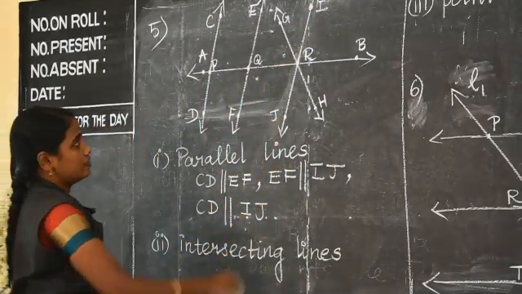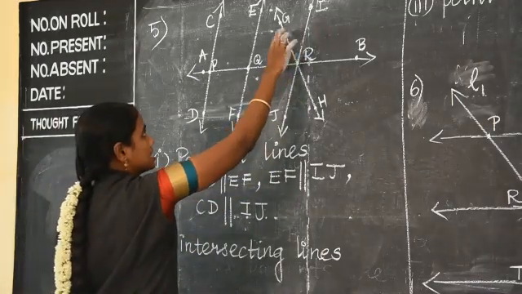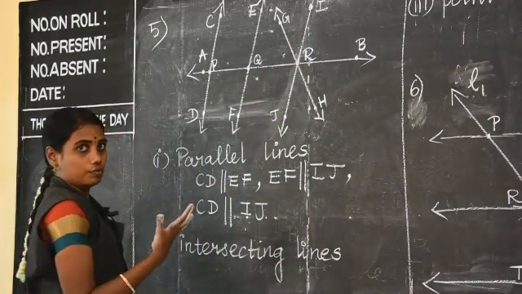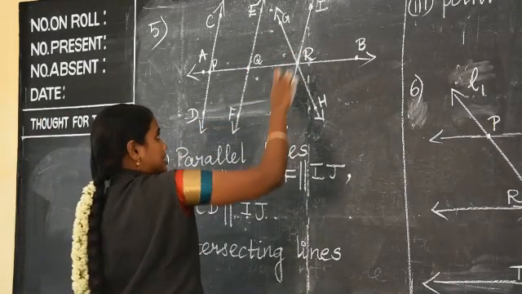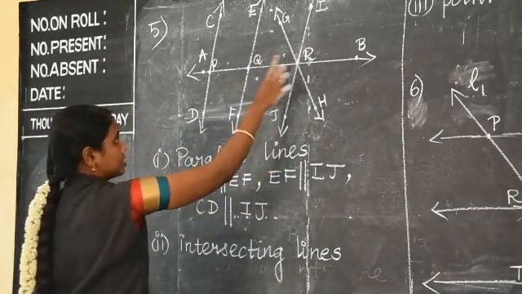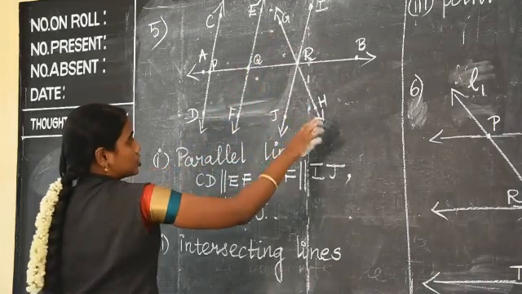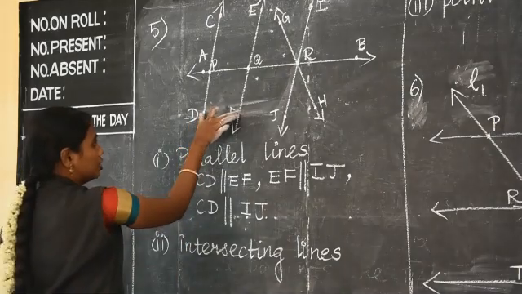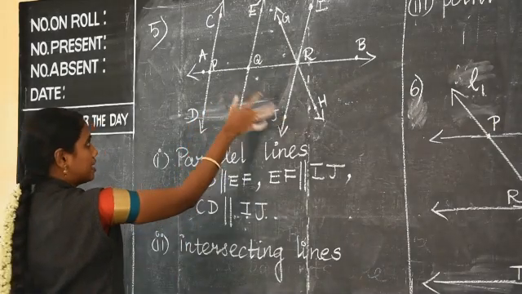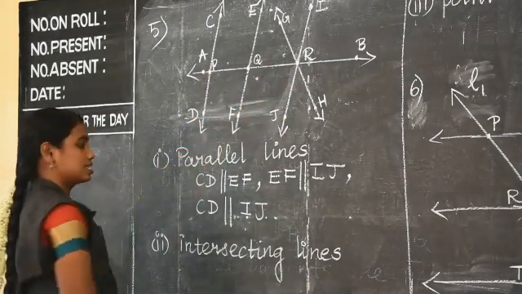Next, can we say these two lines are parallel? No, because parallel lines will not intersect. It's intersecting lines. Yes or no? So this line, can you say parallel? This is cross. Cross lines will not be parallel. So these two lines are parallel and these two lines are parallel, and this line is parallel.